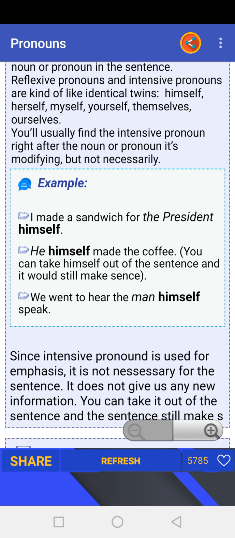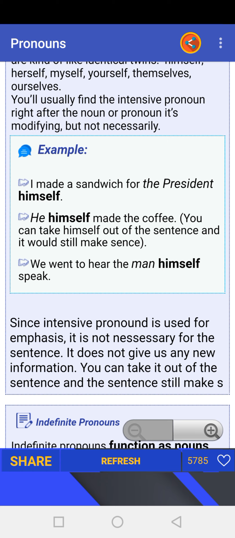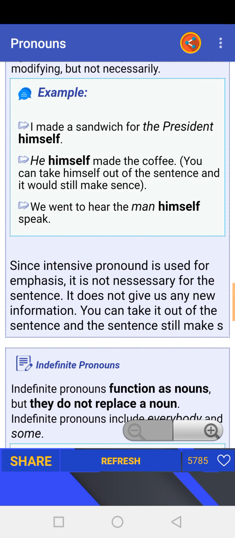Let's give some examples of intensive pronouns. I made a sandwich for the president himself. He himself made the coffee. You can take himself out of the sentence and it would still make sense. We can say he made the coffee. It is grammatically correct, but to add the emphasis, we use himself. He himself made the coffee. We went to hear the man himself speak.